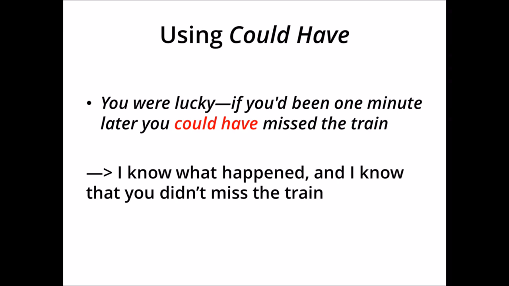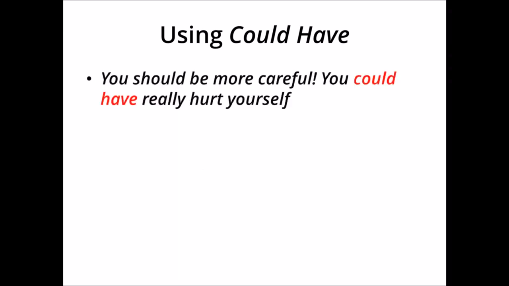Let's look at some more examples. You should be more careful. You could have really hurt yourself. This means you didn't hurt yourself. You're okay. But it was possible.